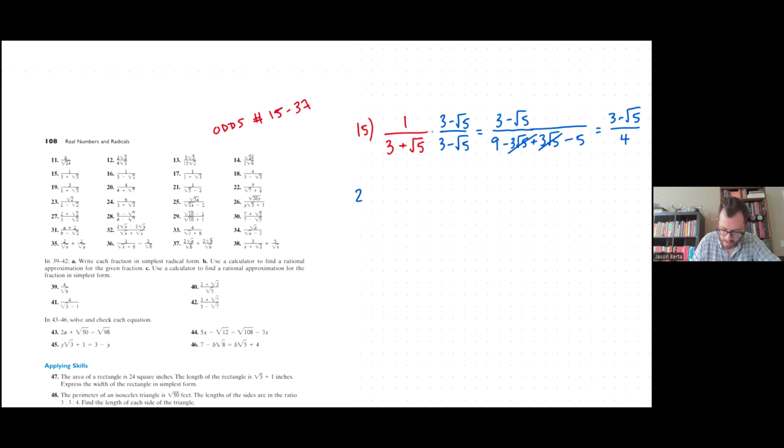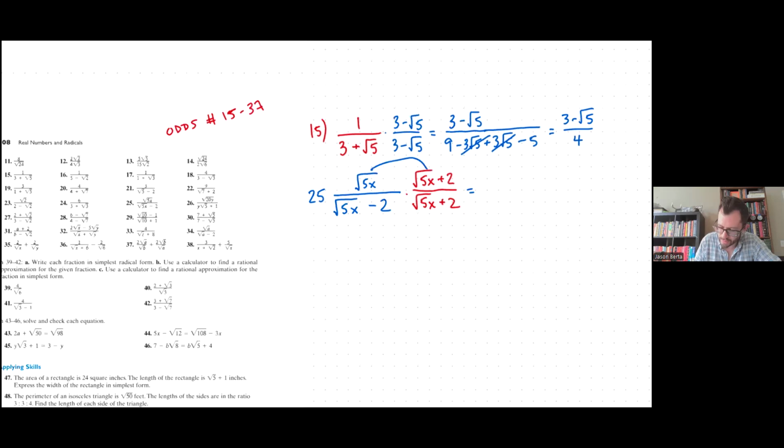25's got a variable in the denominator. Same process though. It's just slightly more challenging on your algebra skill to deal with variables as well as numerals and constants. But we're still going to multiply this by its conjugate, which is the square root of 5x plus 2. All right, so up top, we're going to distribute. The square root of 5x times the square root of 5x is just 5x. And the square root of 5x times 2 is 2 times the square root of 5x.